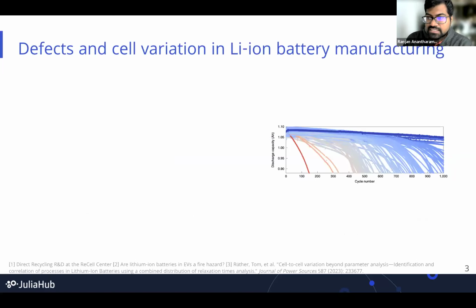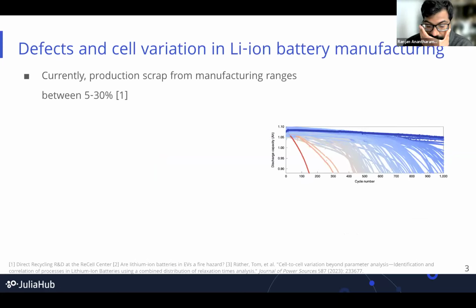Defects are a big deal in lithium ion battery manufacturing. It's a huge topic, especially when you're at the start of a production plant, building up a new plant from scratch. You tend to get a lot of scrap as you start the manufacturing process, and this scrap could range between 5 to 30% or even higher. There's a lot of work that needs to happen to maximize the yield of the manufacturing process and to reduce scrap.